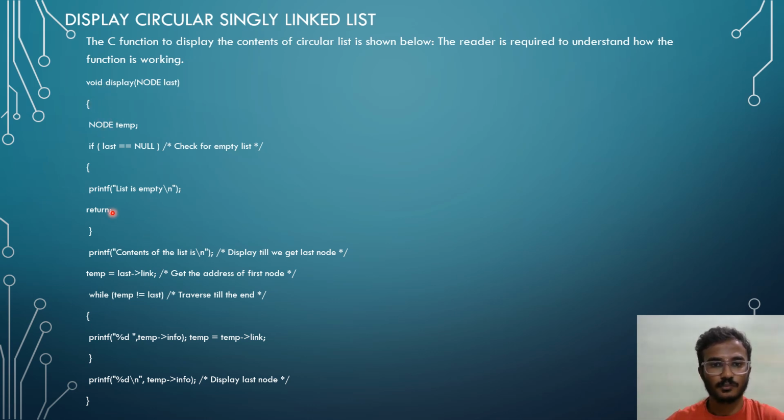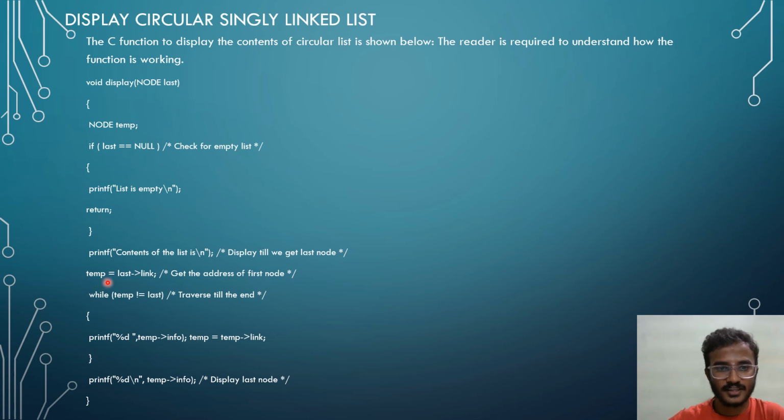This is the body of the function. It's the variable declaration. Temp is a pointer to a node in the list which will be used to traverse the list. If last is equal to null, this condition is used to check for an empty list. If last is null, then we have to print that the list is empty and return. Then we have to display the message. It prints a message indicating that the contents of the list will be displayed.